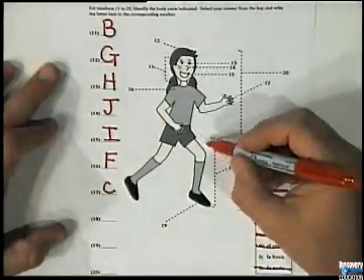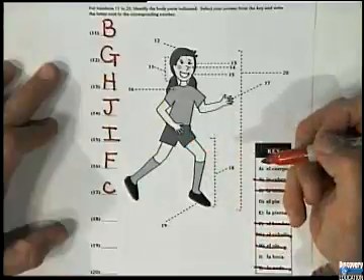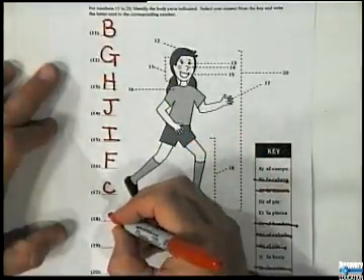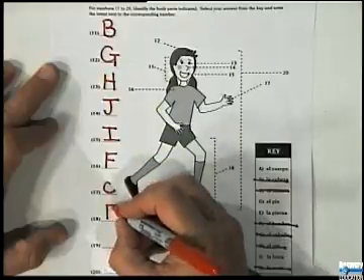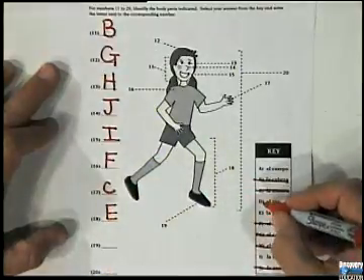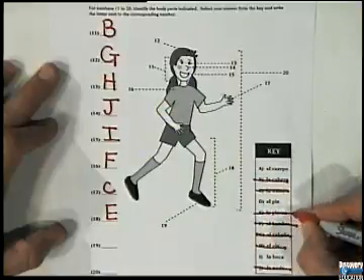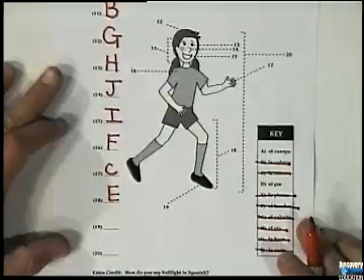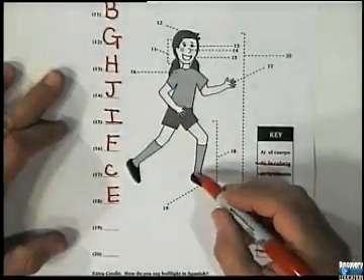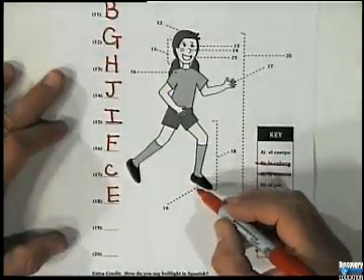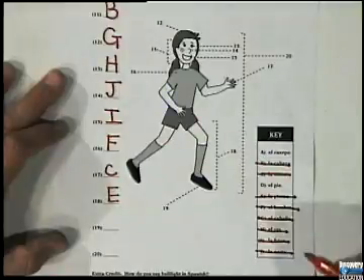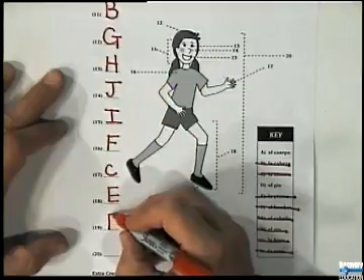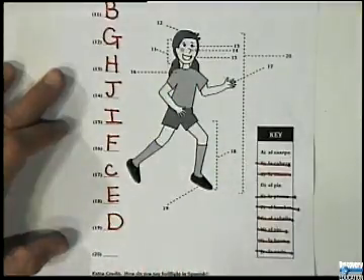18 is looking at this part of the body, your leg. En español es la pierna. Letter E. Letter E is la pierna. Okay. Let's see. Number 19 is this part of your body. Okay, your foot. Y en español es el pie. Letter D. 19 is letter D.